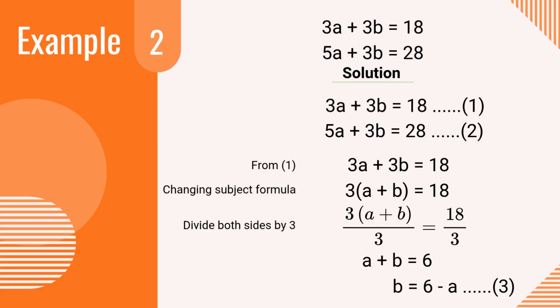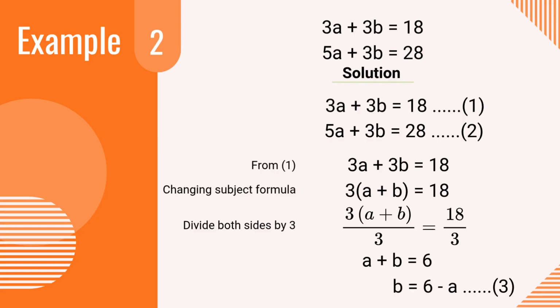Moving forward, let's look at another example. We have example 2, which is 3a plus 3b equals 18, and 5a plus 3b equals 28. So, the first step is to name your equations. The first one, 3a plus 3b equals 18, is called equation 1, and 5a plus 3b equals 28 is called what? Equation 2.